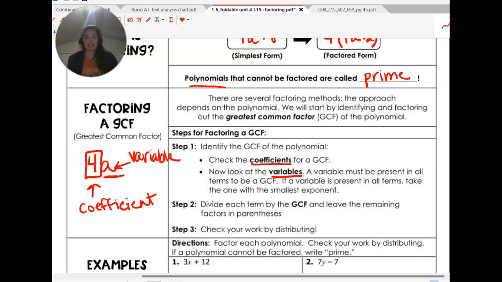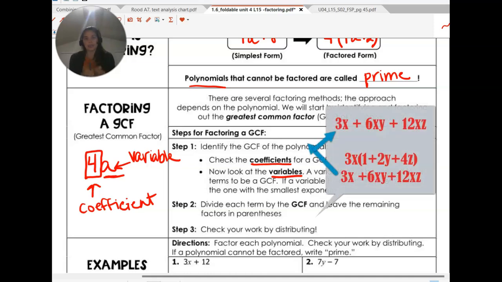Step number 2, you're going to divide each term by the greatest common factor and leave the remaining factors in the parentheses. So you're going to have the set of parentheses, and the parentheses is the values that are left over from dividing the greatest common factor. And then check your work. You want to check if you can go ahead and take the factored form and multiply it back, doing the distributive property back into the simplest form. If you get the original answer, you correctly factored out the value.